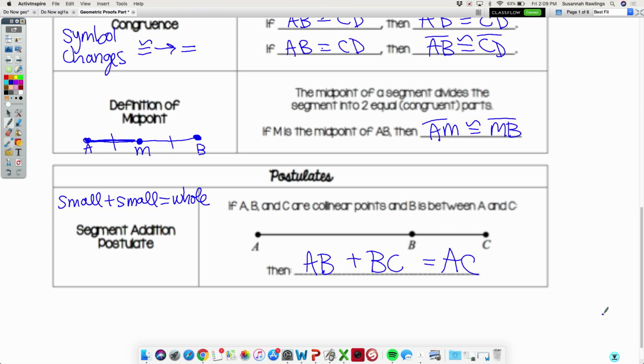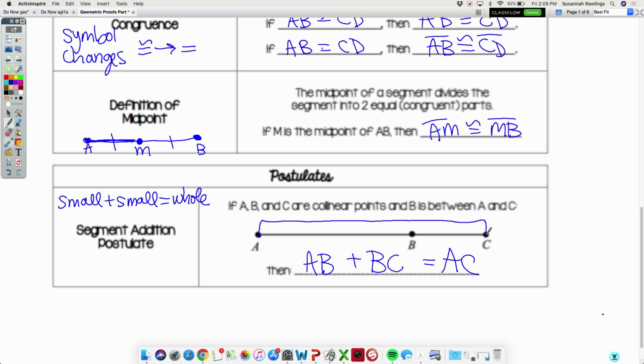Okay, so what I really liked is that most people had this down and no one put A, B, C at the end. Usually someone will write A, B, C, but remember we only name a line segment with 2 points. So the whole thing is A to C. So questions about segment addition?